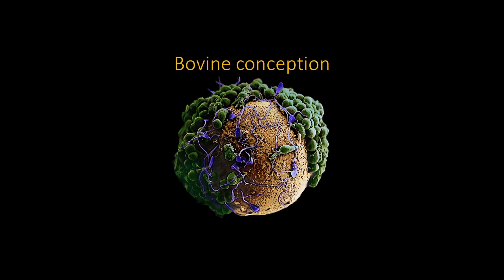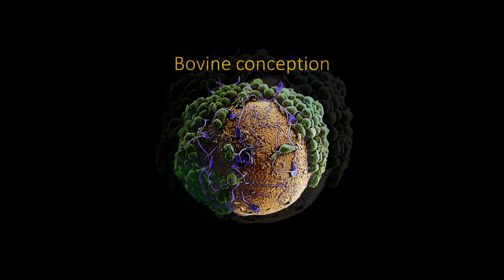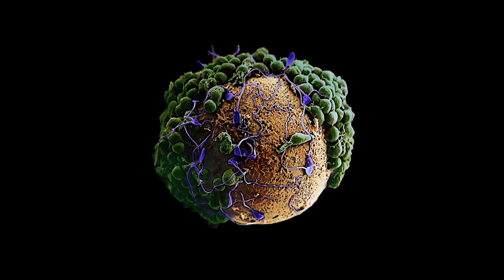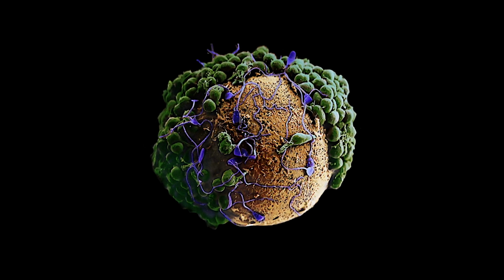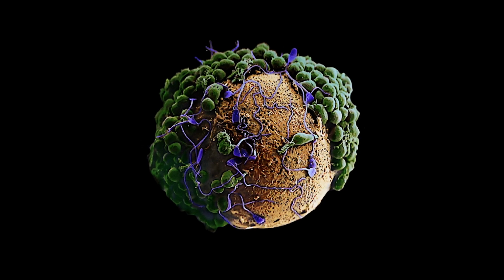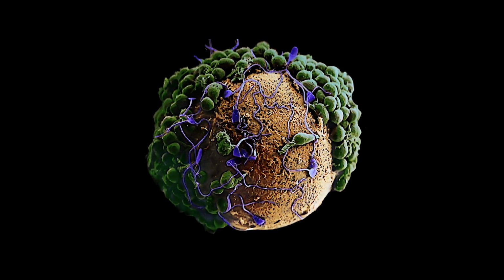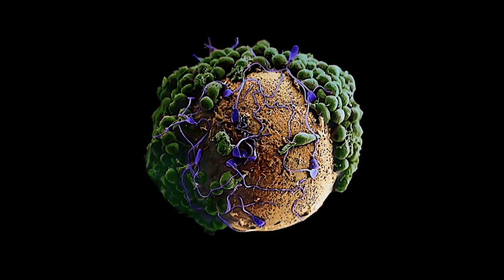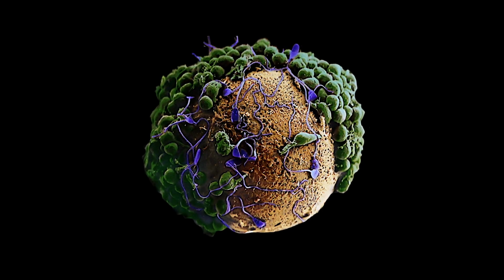Conception, a view from the cow. The fertilization of a mature egg by a sperm cell marks the start of a new life. In large mammals, such as cattle and humans, the oocyte undergoes months of preparation for this event.